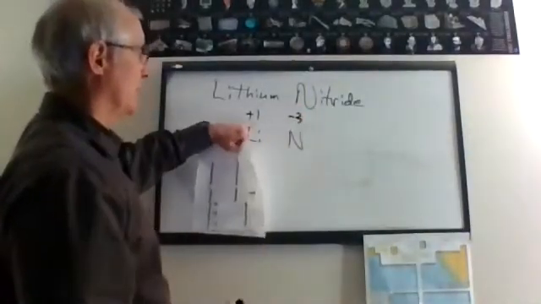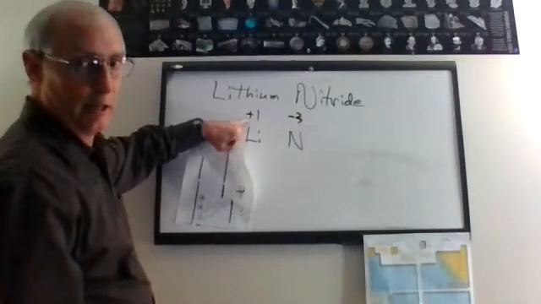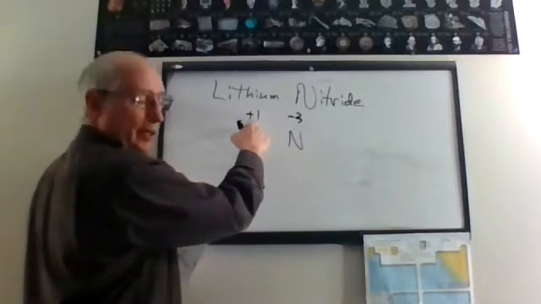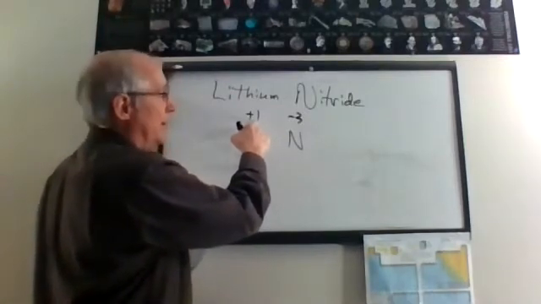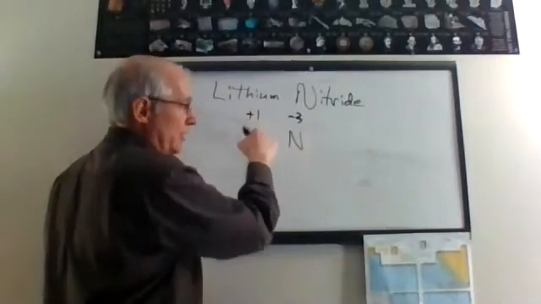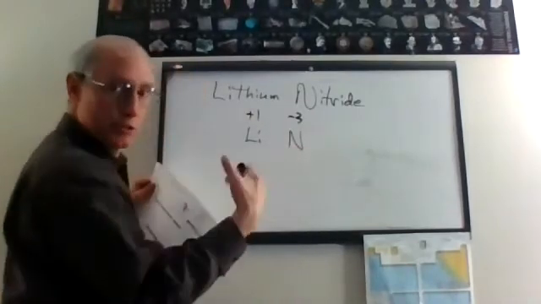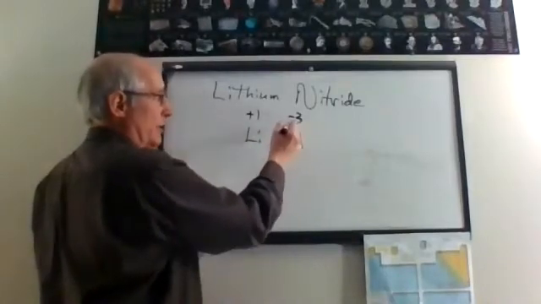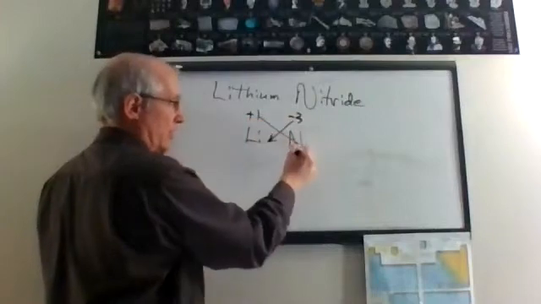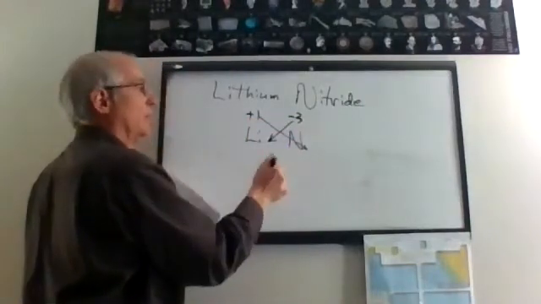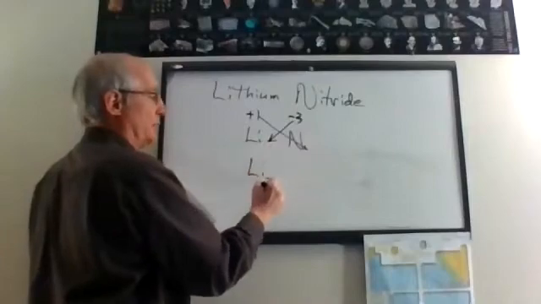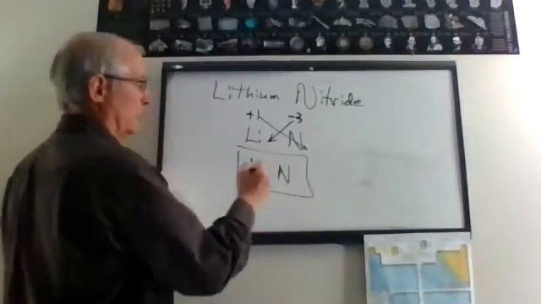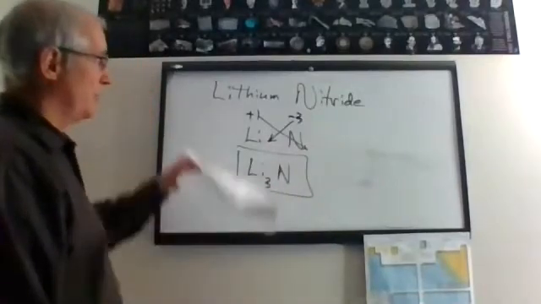I want you to ignore the sign and put the absolute value of that number down there. If it's a 1, you don't have to write it. It's understood to be a 1 if there's nothing there. And a 3 goes down there. We call it the Crissy-Crossy method of writing formulas. So the answer is Li3N1, and the 1 is invisible. That's the formula for lithium nitride.